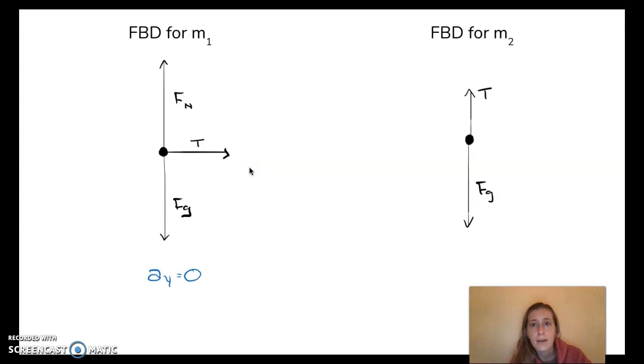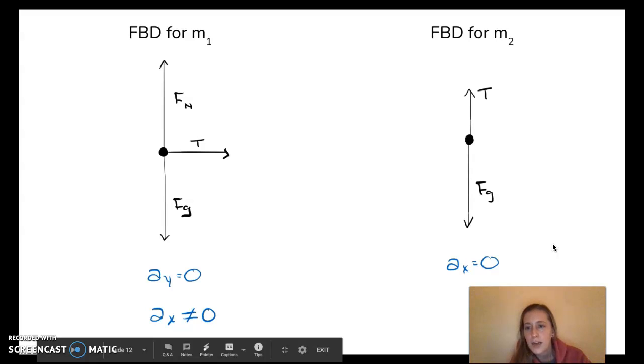Another way of thinking about this is that the acceleration in the y direction is zero. The object's not flying off the table or falling downward. It's balanced in the y direction. However, the acceleration in the x direction is not equal to zero. In other words, this object is accelerating to the right.